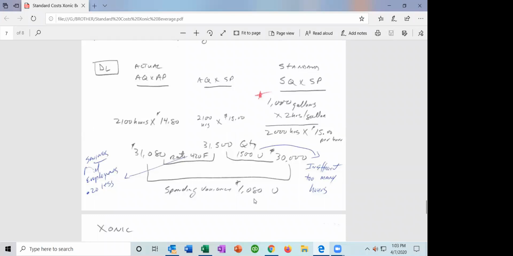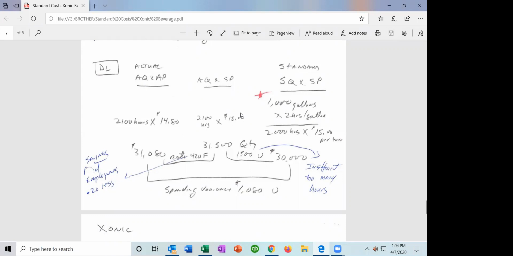But what exactly caused it? So we go to this middle number here, AQ times SP. AQ, actual hours, 2,100. Standard price per hour, $15. The middle number is $31,500. The difference between the actual and this middle column is going to give us our rate variance, also known as our price variance, $420 favorable. Well, why is it favorable?